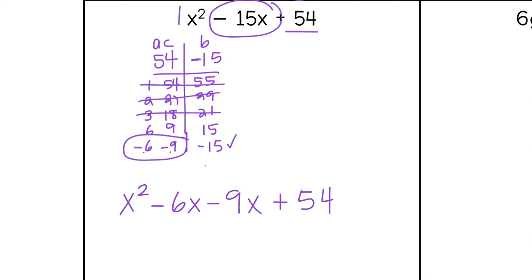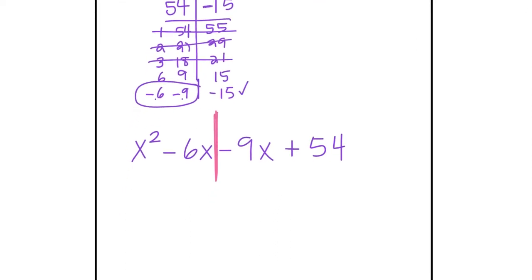Okay, we separate this right down the middle. On that first side, the only thing they have in common is x. So I'm going to divide by x and write that on the outside, and I'll be left with x minus 6.